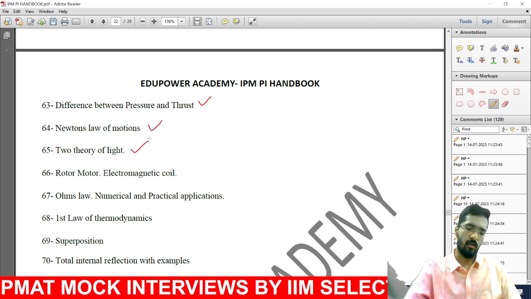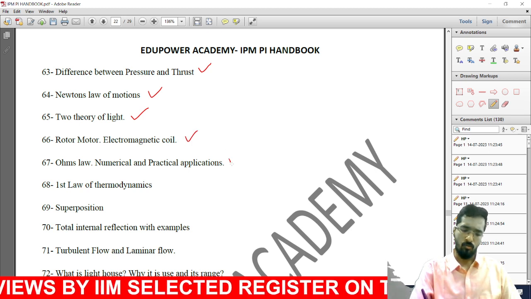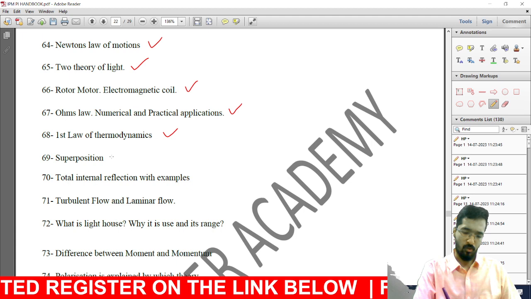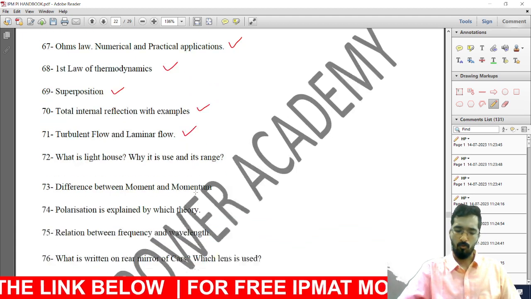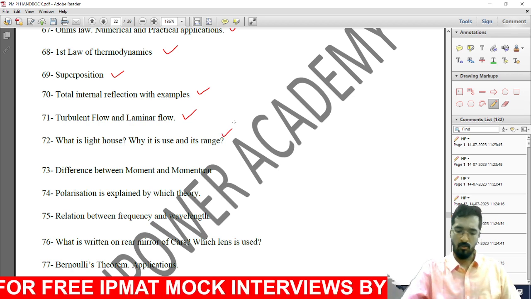Two theories of light. Okay, rotor, motor, electromagnetic coil. Ohm's law. Okay, first law of thermodynamics. What is superposition? What is total internal reflection? What is turbulent flow and laminar flow? What is a lighthouse? Why is it used, and its range?